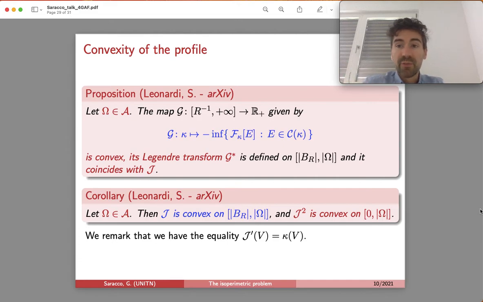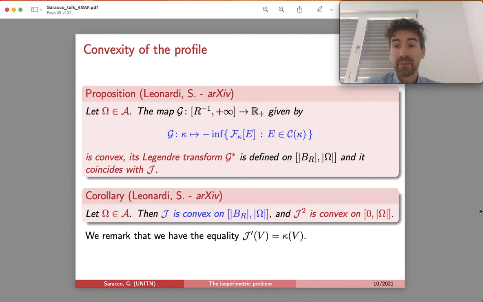Its Legendre transform is defined on the range of volumes from the volume of the maximal ball inside omega up to the volume of omega, and this Legendre transform actually coincides with the isoperimetric profile. And this immediately tells us that the isoperimetric profile over this interval is convex, and this is because the Legendre transform sends convex maps into convex maps. Okay?